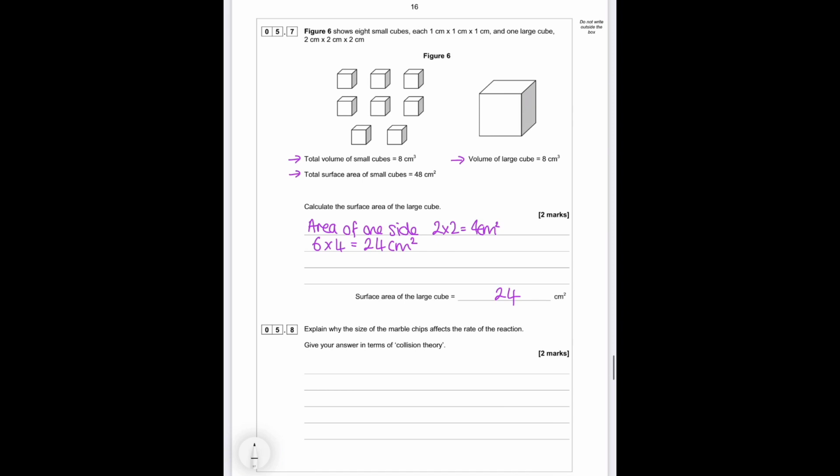Then the next part of the question says, explain why the size of the marble chips affects the rate of reaction and give your answer in terms of the collision theory. So based on the collision theory, we know that smaller chips have a much larger surface area. And because they have a much larger surface area, that means that more of the liquid or solution around it would be able to collide with more of the surface, so we would have more frequent collisions.